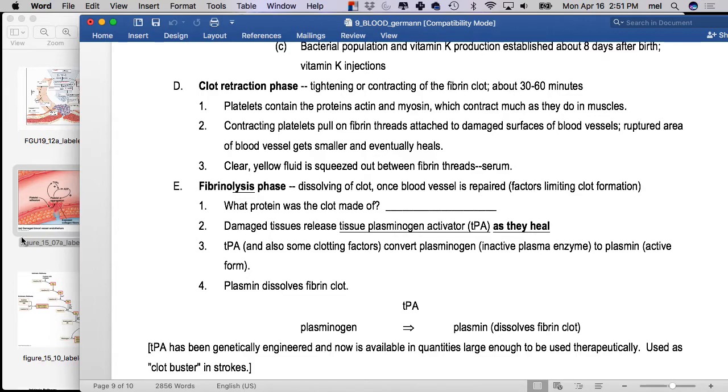Does that make sense? So do you see that this is basically ending the whole positive feedback loop, right? You're like, I need more clotting, I need more platelets, I need more clotting, I need more platelets. Oh, I don't need any of that anymore.